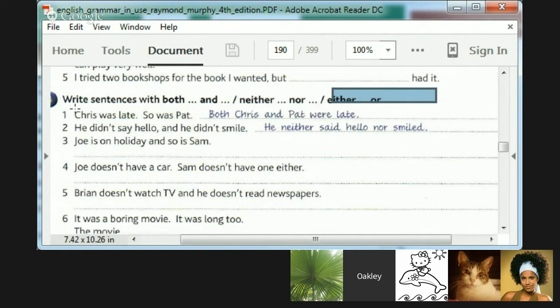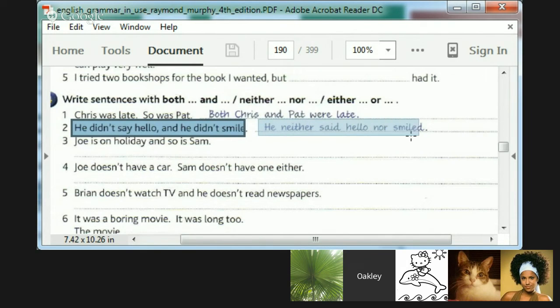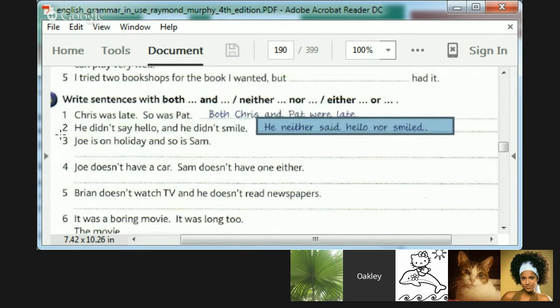For example, Chris was late, so was Pat. Both Chris and Pat were late. All right, he didn't say hello, and he didn't smile. He neither said hello nor smiled. Okay. Anna Christina, number 3.